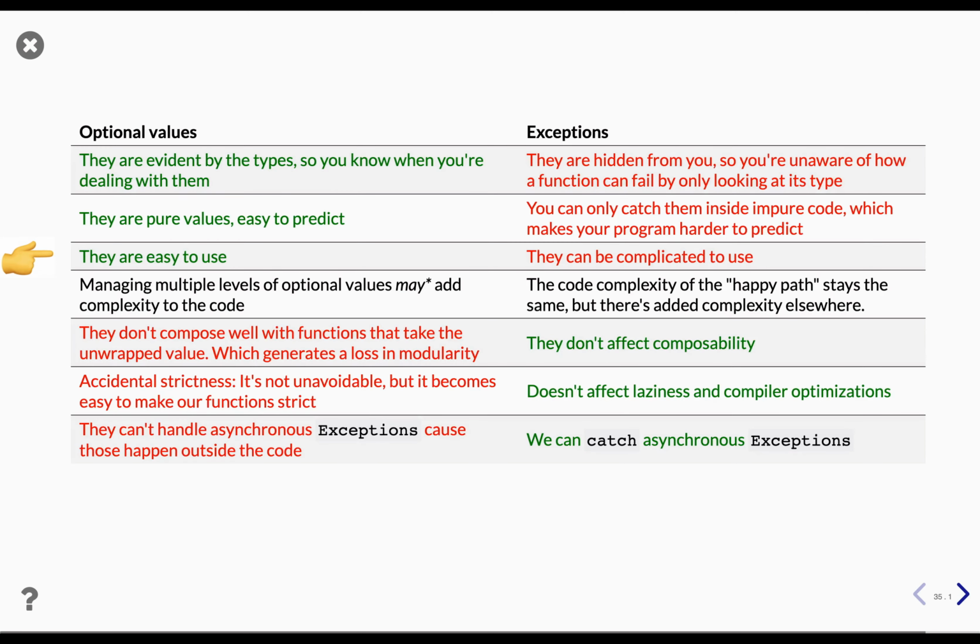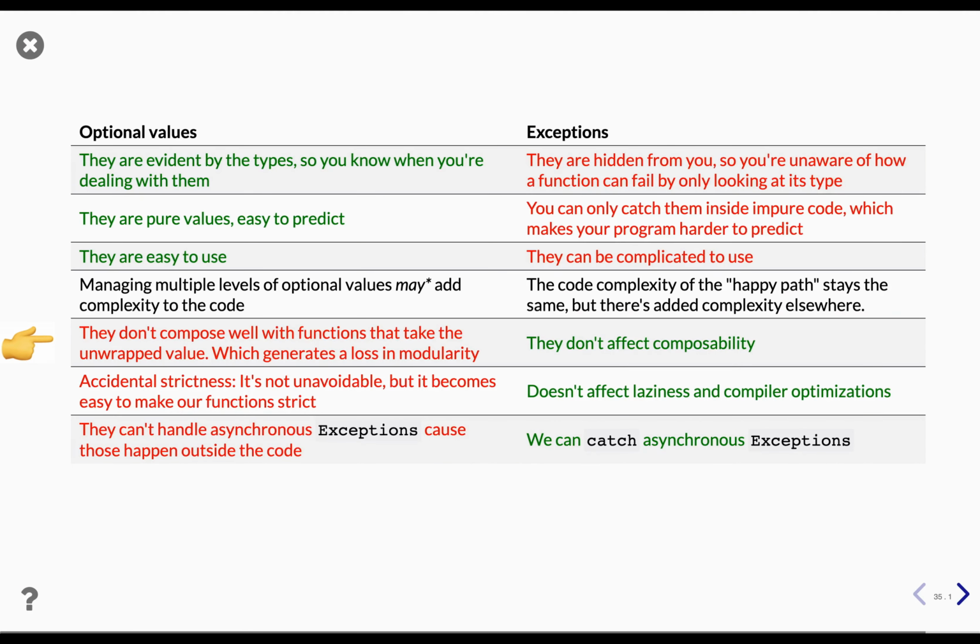Optional values are also easy to use, while exceptions are more complicated, but managing multiple levels of optional values may add to the complexity of your code. It may or may not add, because there are ways to hide this complexity from the developer. We will get into that in the abstraction section of the course. In the case of exceptions, the complexity of the happy path, the path that you go through if everything goes fine, stays the same, but there's added complexity elsewhere.